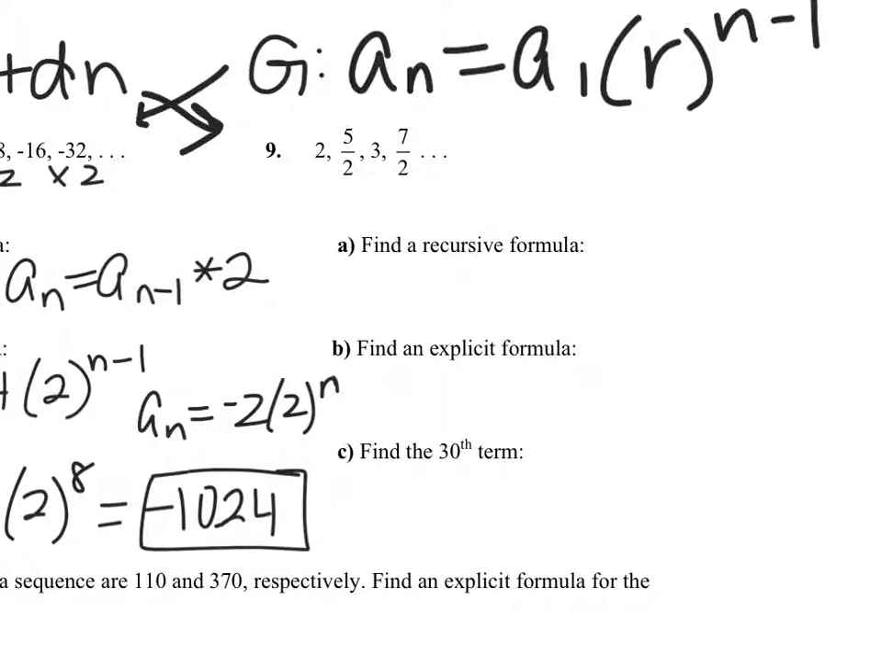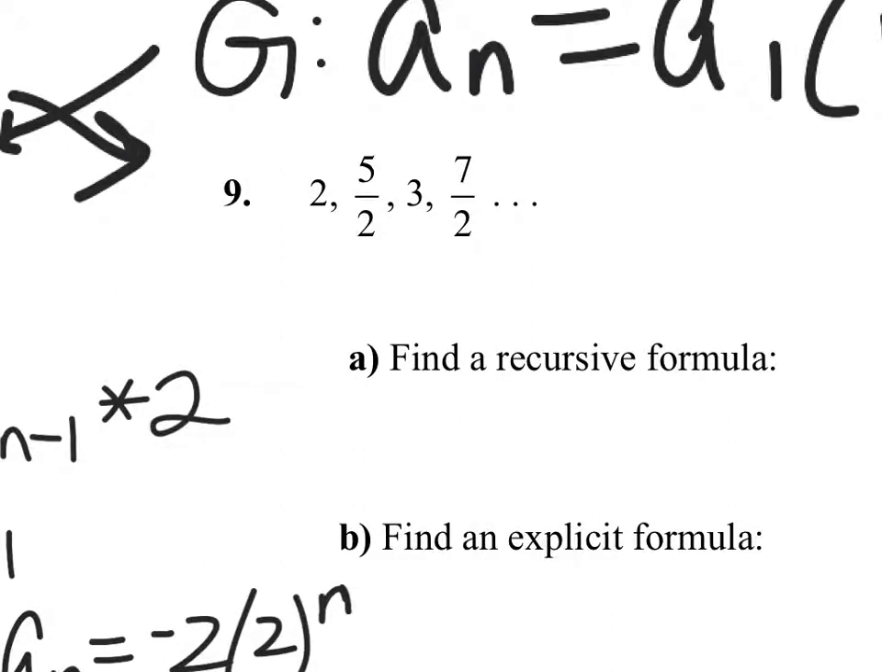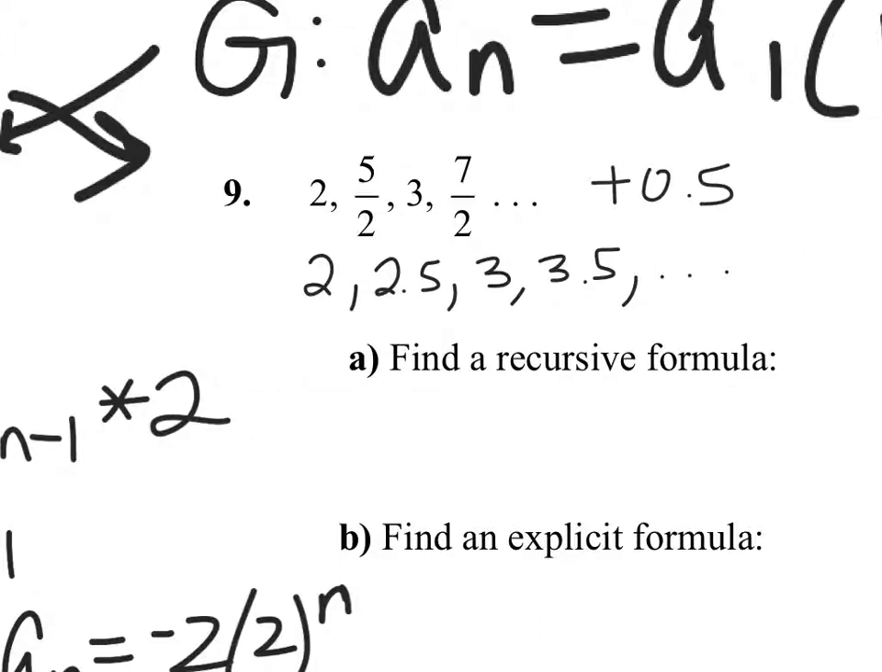All right, the second number 9, we need to find a recursive formula, but we need to find out what's happening each time here. When you see something like this, you think, oh, it's multiplying by 2. It's not. Sometimes if you can't figure out a pattern, rewrite it. This is 2. This is 2.5. This is 3. This is 3.5. Do you see what's happening each time? Yeah, you're just adding 1/2. You're adding 0.5. Okay, if you want to write it as decimals, you can.